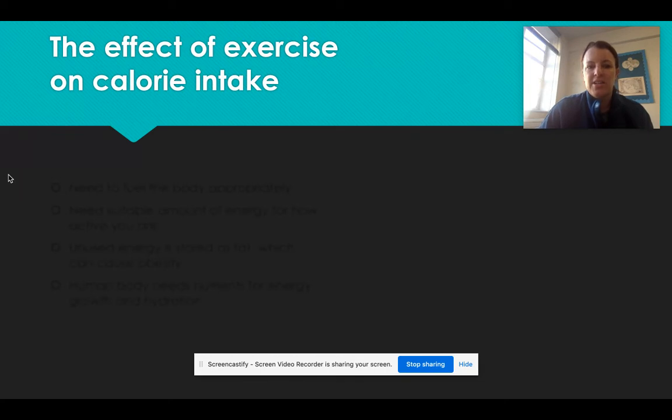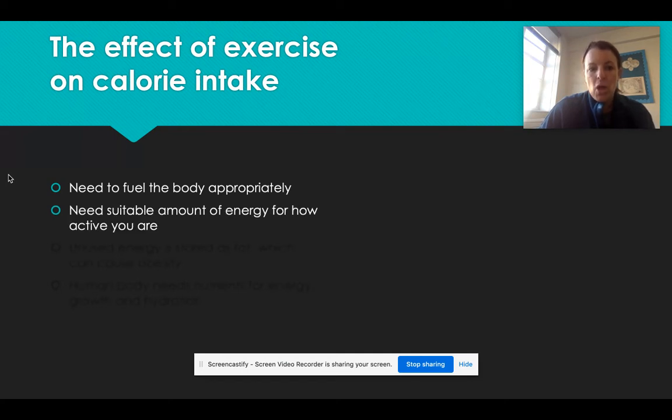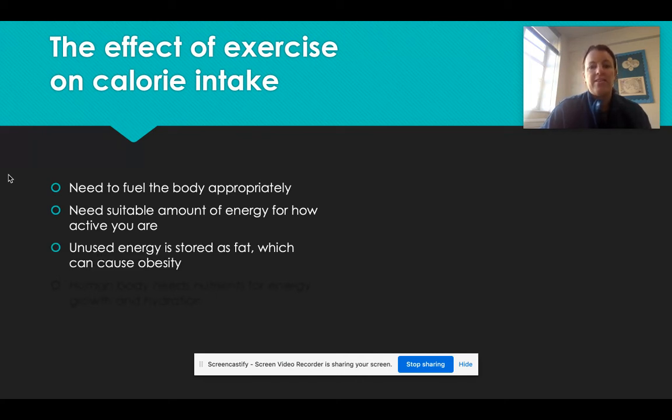Okay, next section is the effect of exercise on calorie intake. We need to fuel our body appropriately. We need a suitable amount of energy for how active we are. And unused energy is stored as fat, which causes obesity. So think of the scales that we just had, the seesaw.